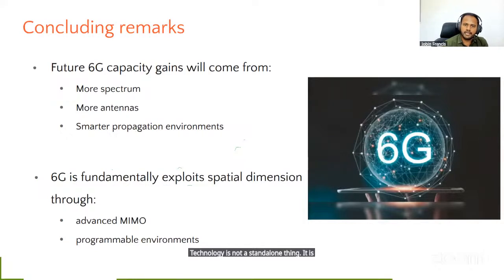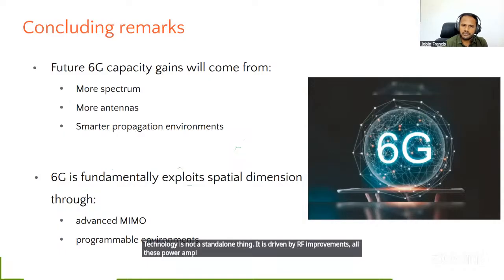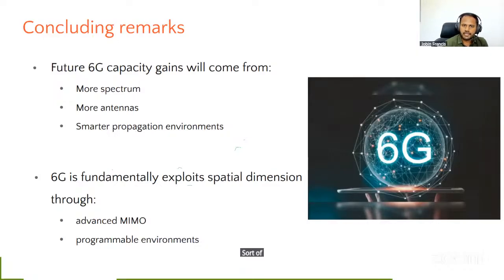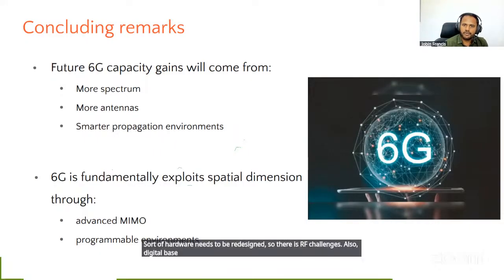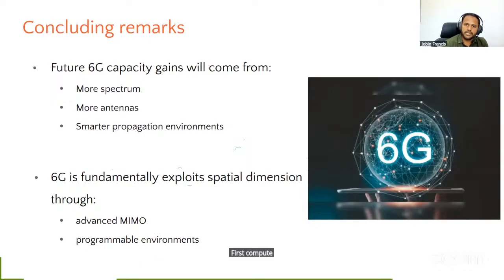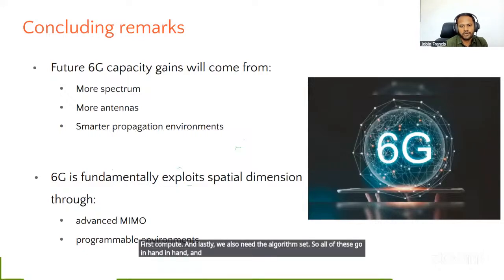It is driven by RF improvements, all these power amplifiers, low noise amplifiers, mixers, all of this. New spectrum means new challenges, right? When you go to terahertz, the entire hardware needs to be redesigned. So there are RF challenges. Also, the digital baseband, the digital hardware which does all this processing, also needs to be correspondingly better. Then only it can do all this fast compute. And lastly, we also need the algorithm side. So all of these go hand in hand, and with all of them only we'll be able to get better.